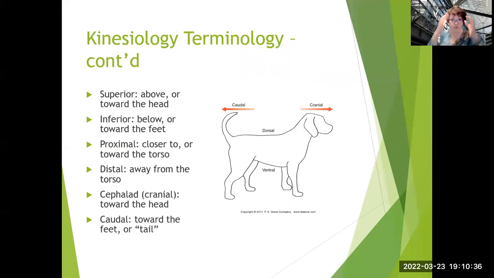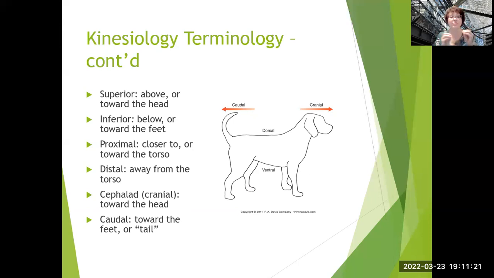So another group of paired terminologies: superior and inferior. Superior is above or more towards the head, and inferior is below or more towards the feet. Proximal is closer to or more towards the torso, and distal is farther away from the torso. And so that can also be relative. So I could say the wrist is distal to the elbow, and the elbow is distal to the shoulder, but the shoulder is proximal to the wrist. Whatever's nearer the torso is proximal, whatever's more away from the torso is distal.